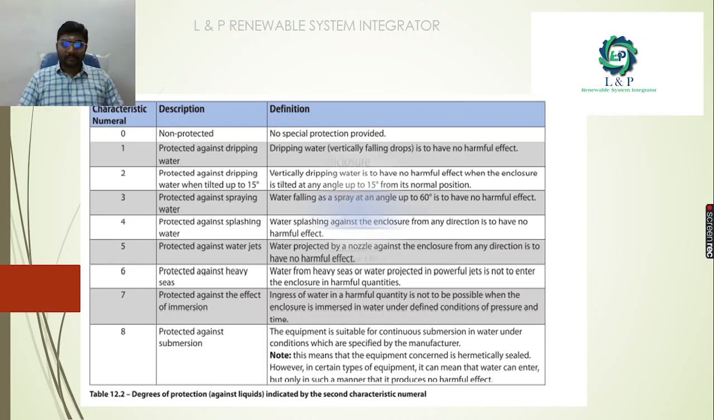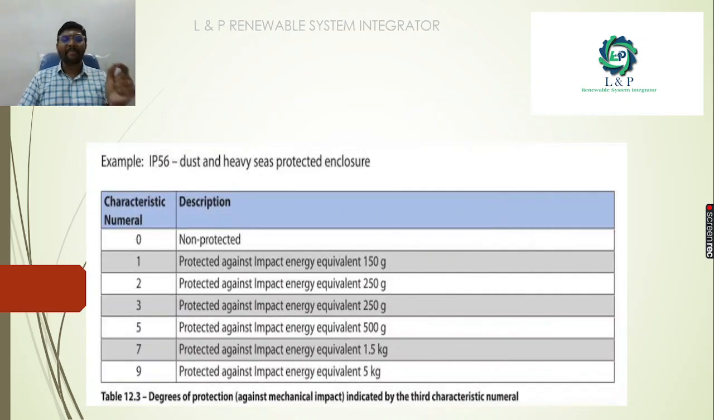Okay, so this is an example, IP56, which has a very great protection against dust as well as heavy seas. And you also have a third degree of protection, which is against mechanical impact. Say for example, in IP5, most importantly, it has a very great protection against mechanical impact.